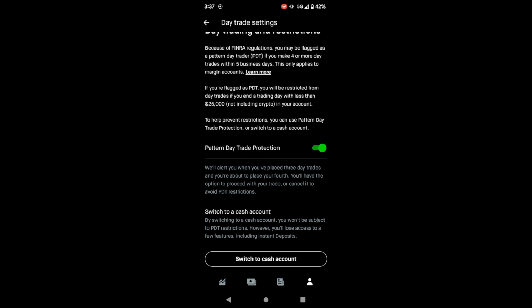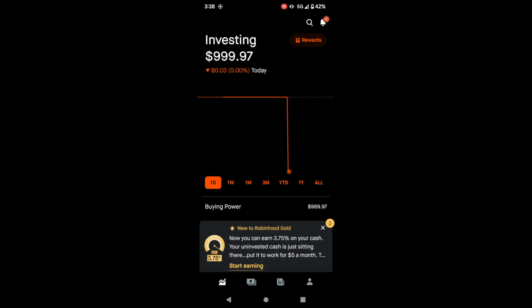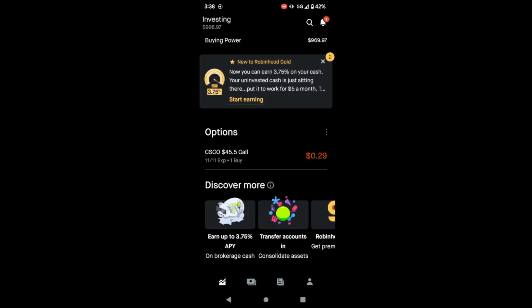If for some reason you wanted to live life by the horns, keep this margin account and you're all in on the signals, you want to trade your entire portfolio, then you definitely want to enable pattern day protection. You can see that by the little toggle there, pattern day protection. And that will just warn you before you make that fourth pattern day trade. It'll also give you warnings each time you make a day trade.